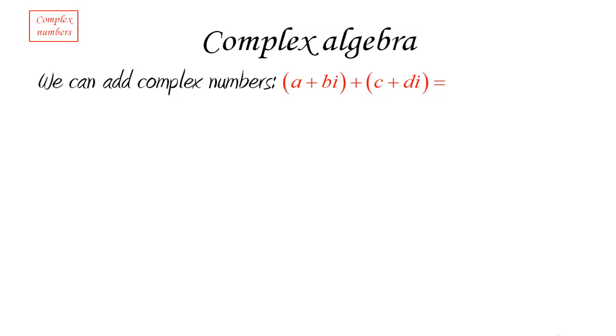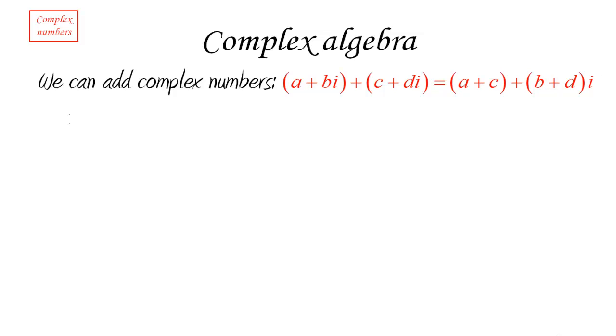We're going to add the two real components together, giving us A plus C as the real component, and we're going to add the two imaginary components together, giving us B plus D times i as the imaginary part, and therefore the sum of these two numbers is going to be exactly what you expect it to be.